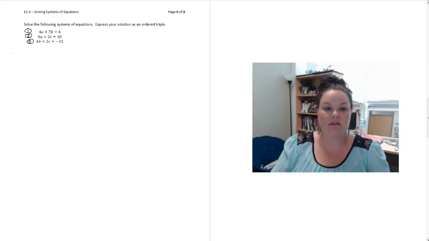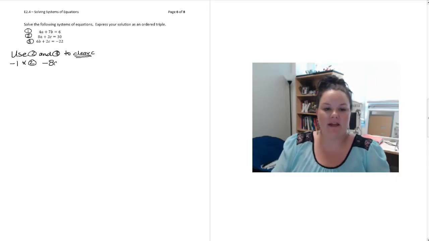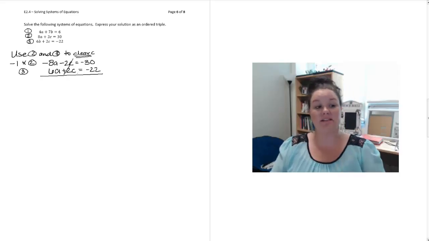So I'm going to write down here that I am going to use equation 2 and equation 3 to clear C. Now, it doesn't matter which one I multiply by a -1, so I'm just going to do equation 2. So -1 times equation 2 is going to make that a -8a, a -2c, and a -30. And then we'll just leave equation number 3 the same, which is 6a plus 2c equals -22. So I'm going to draw my line, combine down, so my c's will cancel.